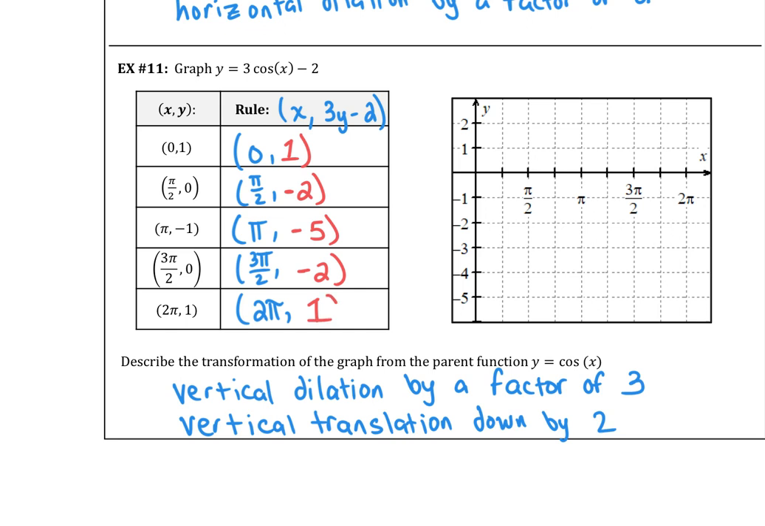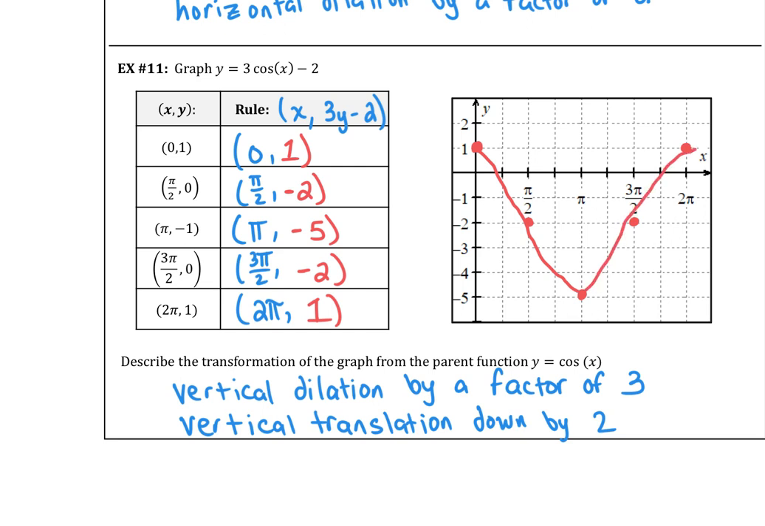Okay, so let's plot these points and point out a few key features here. We're going to start at 0, 1. Pi over 2 is now negative 2. And then pi is down here at negative 5. Alright, and then back up to negative 2. And then back up to 1. Alright, so we have our curve with some concavity here.